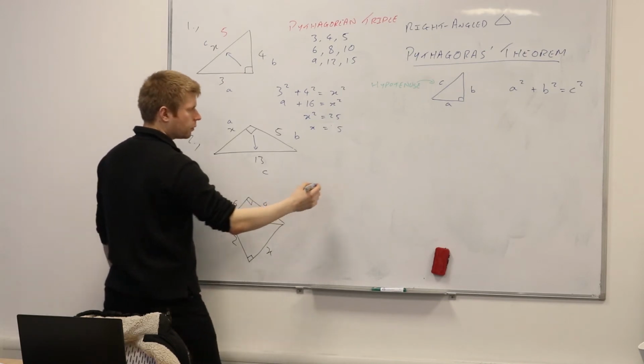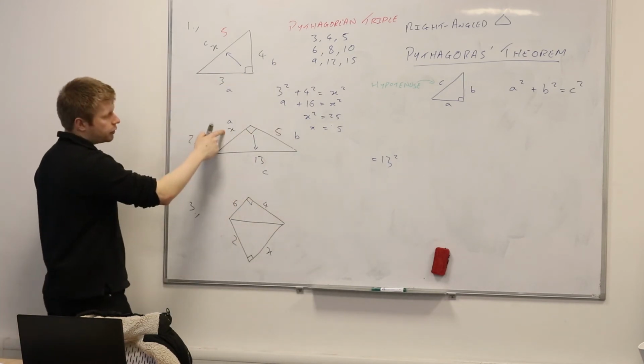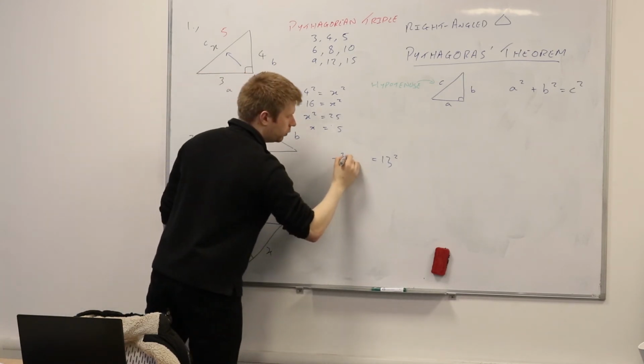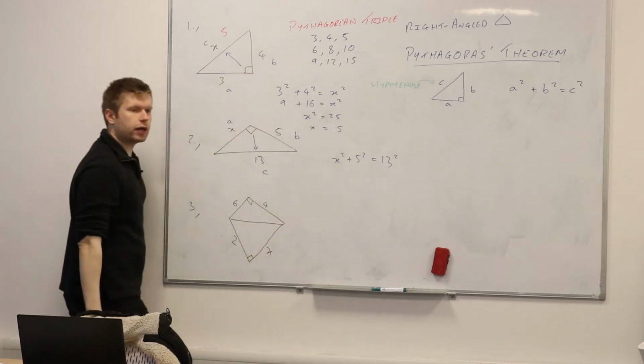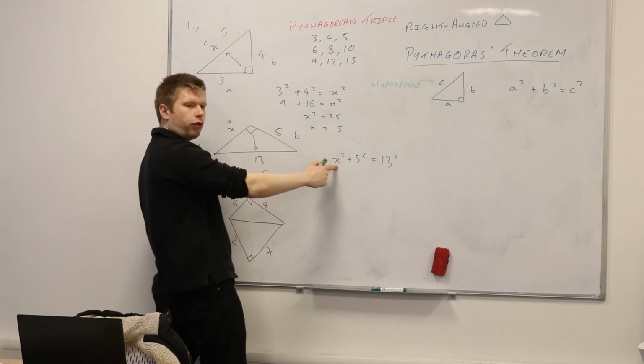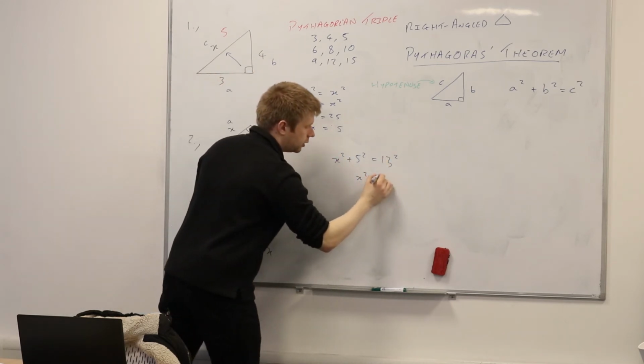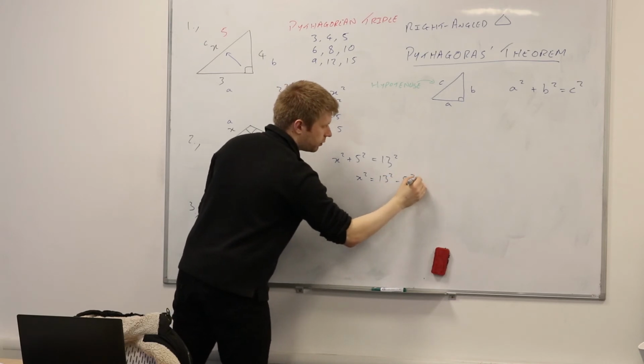13 squared minus 5 squared. Okay, so you've jumped a couple of steps. So you've got x squared plus 5 squared, first of all, equals 13 squared. I'm just simply applying the formula, first of all. And then you've noticed, well, I want the x, so I'm going to move the 5 squared over that side. So x squared equals 13 squared minus 5 squared.